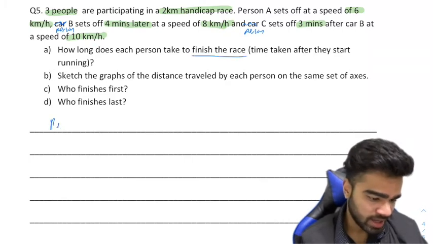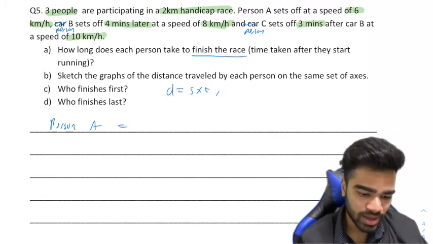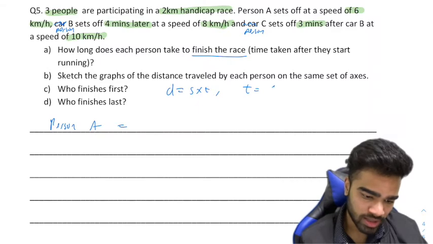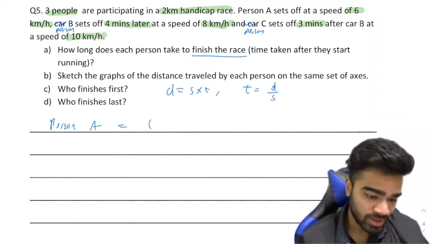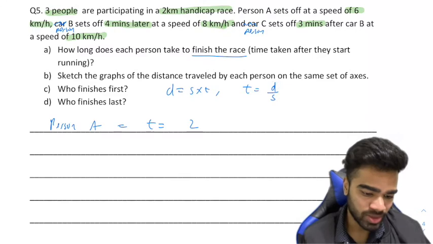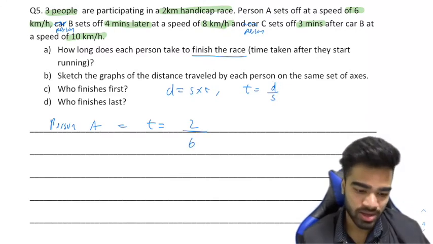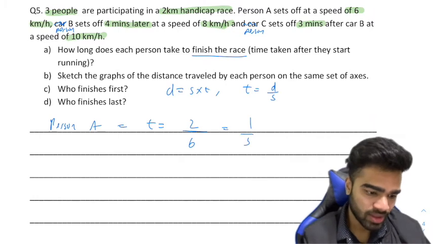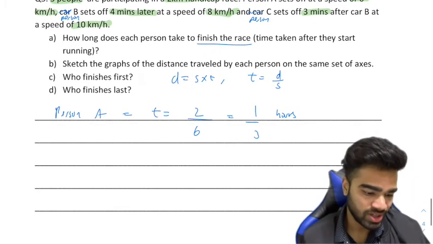So person A, okay, so it's 2 kilometers. So remember, we know that distance is speed multiplied by time, so time is going to be distance divided by speed. So person A, well, we need the time that he takes. The distance is 2 kilometers over person A's speed of 6 kilometers per hour. So he takes 1/3 of an hour to finish the race.